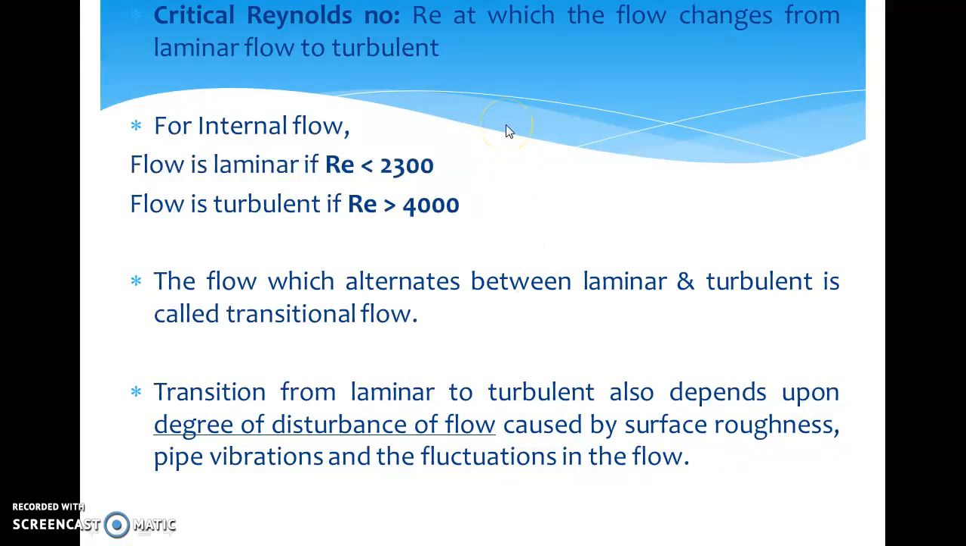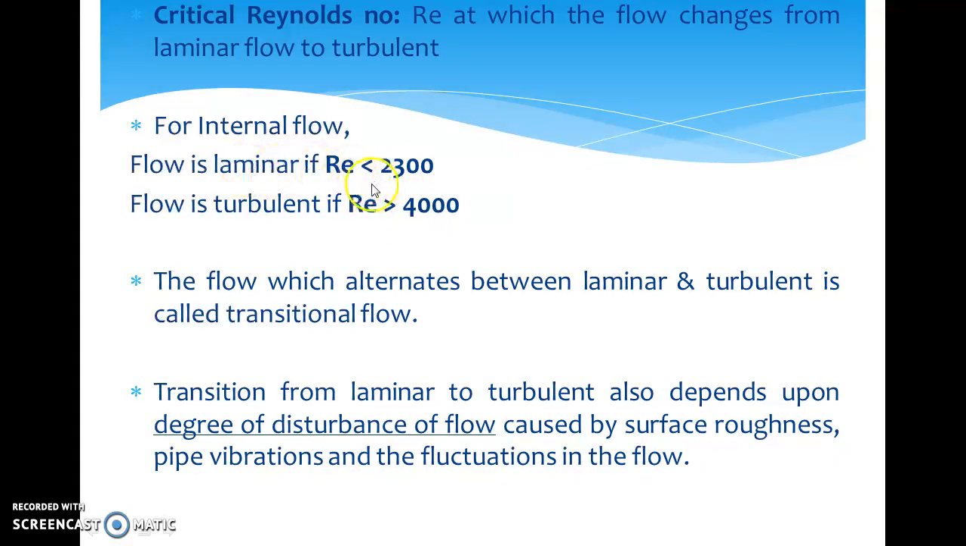Critical Reynolds number. Reynolds number at which the flow changes from laminar to turbulent. As I told earlier, Reynolds number is used for checking whether the flow is laminar or turbulent. So the Reynolds number at which the flow changes from laminar to turbulent is called critical Reynolds number. For internal flow such as flow through pipes, flow is laminar if the Reynolds number is less than 2300, and flow is turbulent if it is greater than 4000.